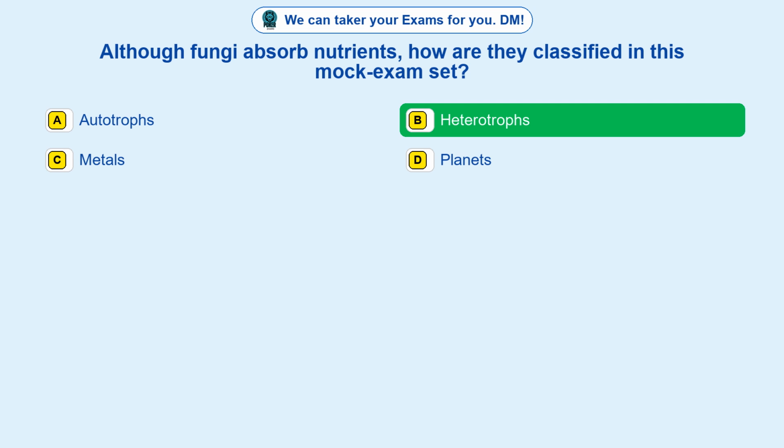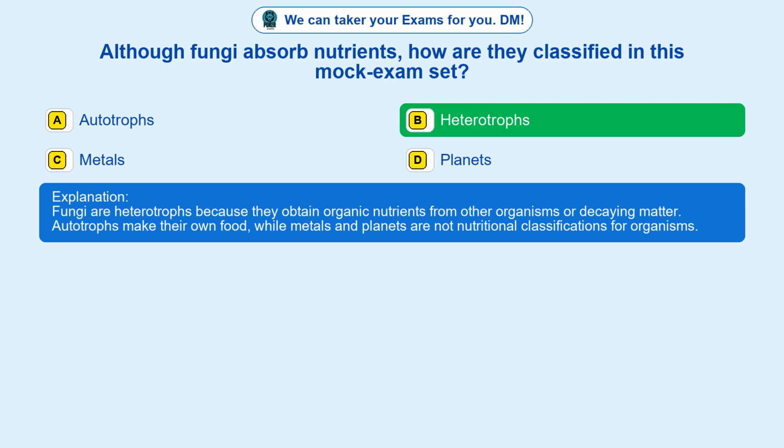Heterotrophs. Fungi are heterotrophs because they obtain organic nutrients from other organisms or decaying matter. Autotrophs make their own food, while metals and planets are not nutritional classifications for organisms.